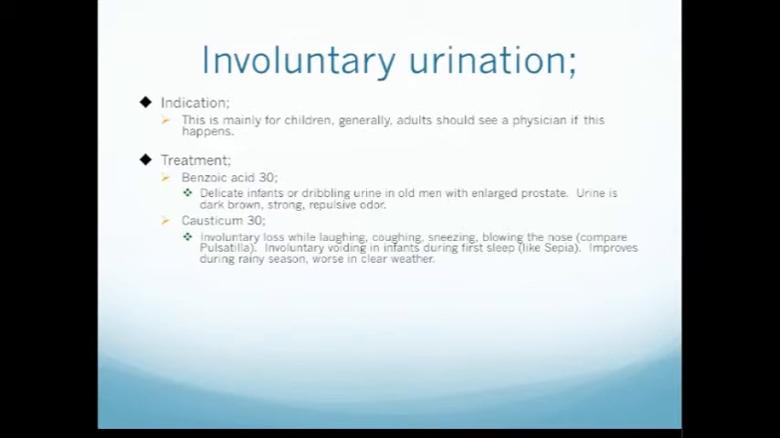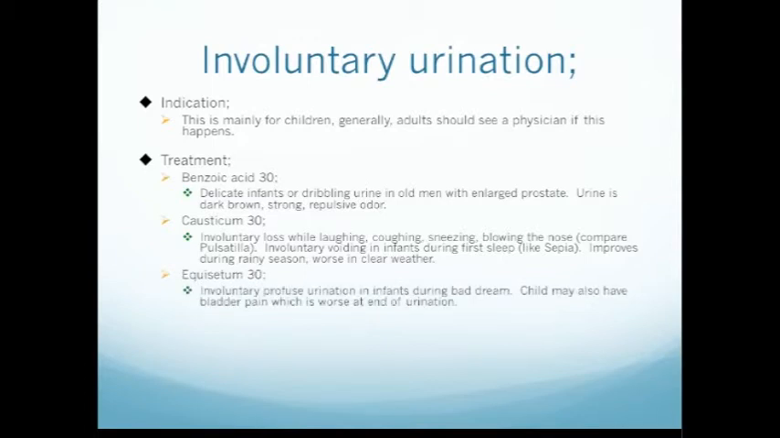Compare this to the use of pulsatilla. There's involuntary voiding in infants during the first sleep, like with that treated with sepia. It improves during the rainy season and is worse in clear weather. Equisetum 30, this is good for involuntary profuse urination in infants during bad dreams. The child may also have bladder pain, which is worse at the end of urination.